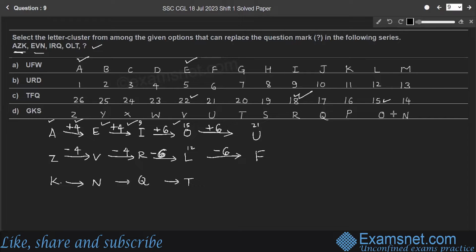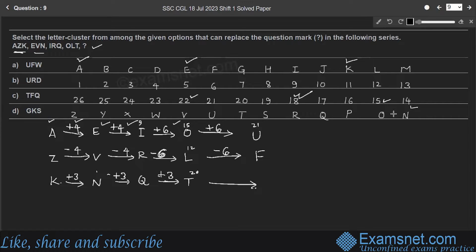So here K is 11. N is 14. So K plus 3 is N. Here Q is 17, N is 14, so N plus 3 is Q, right? Whereas T is 20, Q is 17, therefore Q plus 3 is T, right? So in all the 4 steps, we have added 3 here, right?